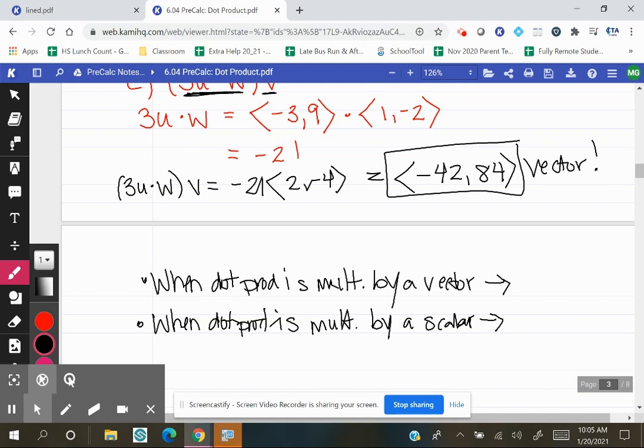All right, so when the dot product is multiplied by a vector, the dot product is a scalar quantity, so that's like a scalar times a vector, which would give you a vector. If you take the dot product and multiply by a scalar, so the dot product is a scalar, and you multiply that by another scalar quantity, that's going to give you a scalar quantity.